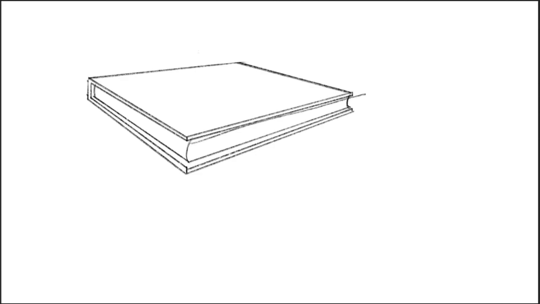I'll be adding more lines of different intensities here as well as here. Fine, so this is a very basic structure of a book in 3D, and we have drawn it by using curved lines, diagonal lines as well as vertical lines.